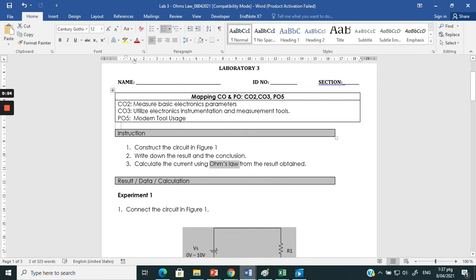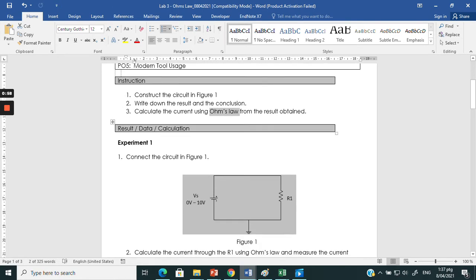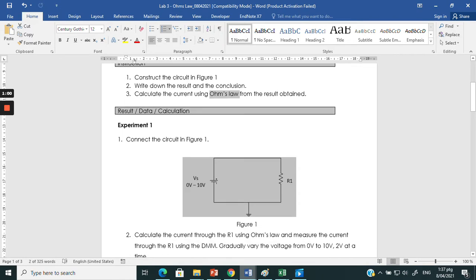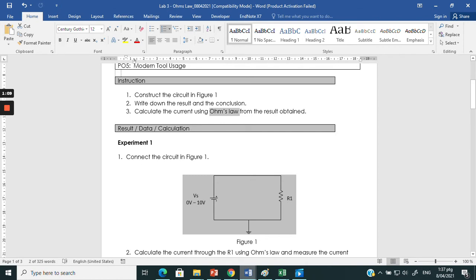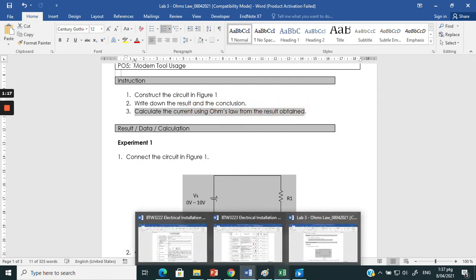The instruction for this lab sheet is that you need to construct the circuit in figure 1. So this is figure 1. It is very simple, you have only one resistor here. You need to write down the results and the calculation. The third instruction is to calculate the current using Ohm's law from the results obtained.